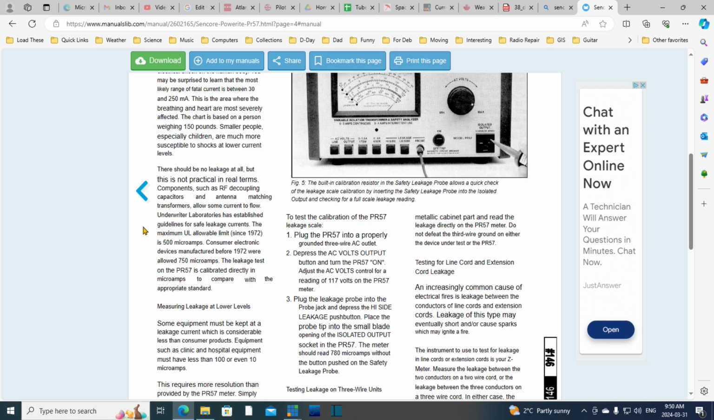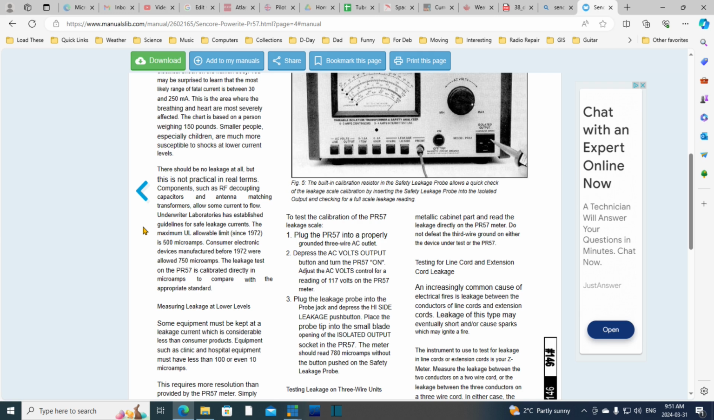500 microamps. That's half a milliamp. Consumer electronic devices manufactured before 72 are allowed 750 microamps. The leakage test on the PR95 is calibrated in microamps to compare to the appropriate standard. So those are the numbers we've got to think of. 500 is easy to remember.